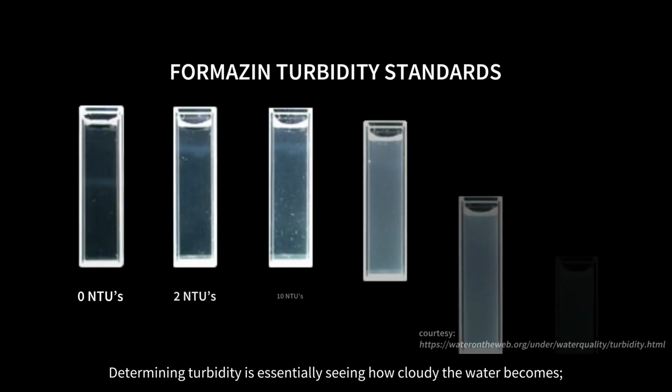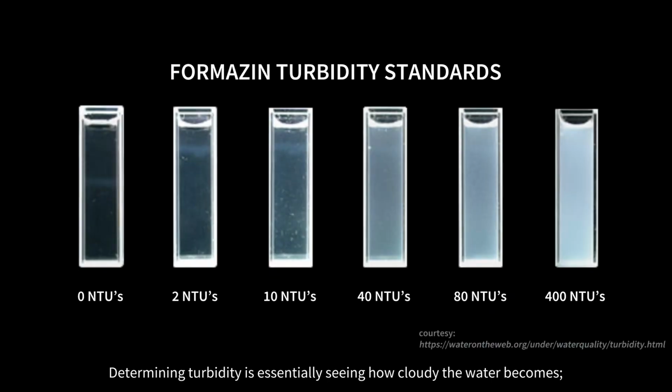Determining turbidity is essentially seeing how cloudy the water becomes. It tells us how many of the nanoplastics are hanging around. Think of it as a measure of the concentration of nanoplastics.